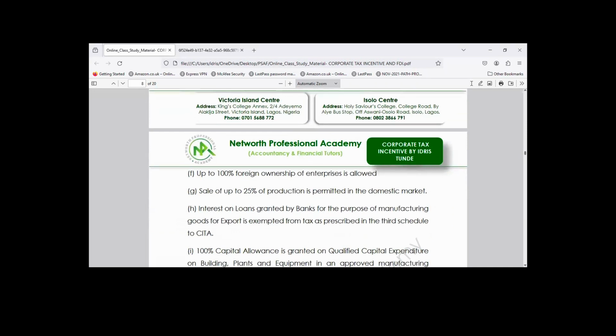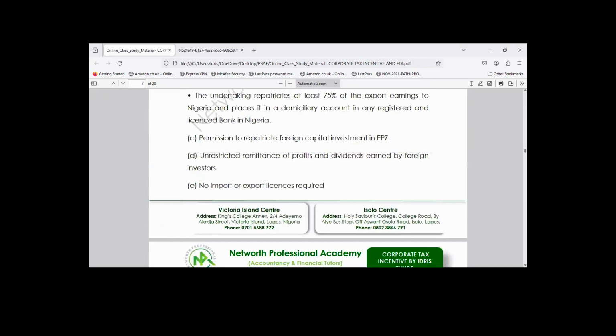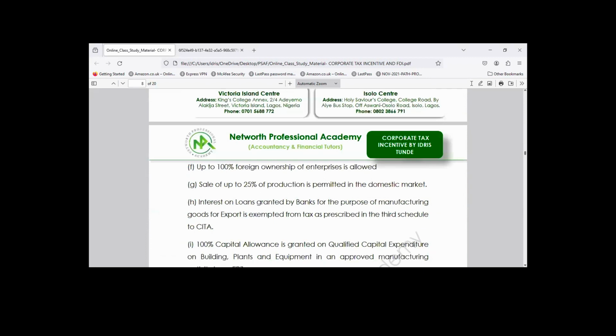Another thing that we need to understand in this export processing zone is that for an export processing zone company, the structure of their capital, the authorized share capital, can be owned by foreign investors. 100% foreign ownership, meaning that the 100% capital of an export processing zone company can be owned by foreigners.